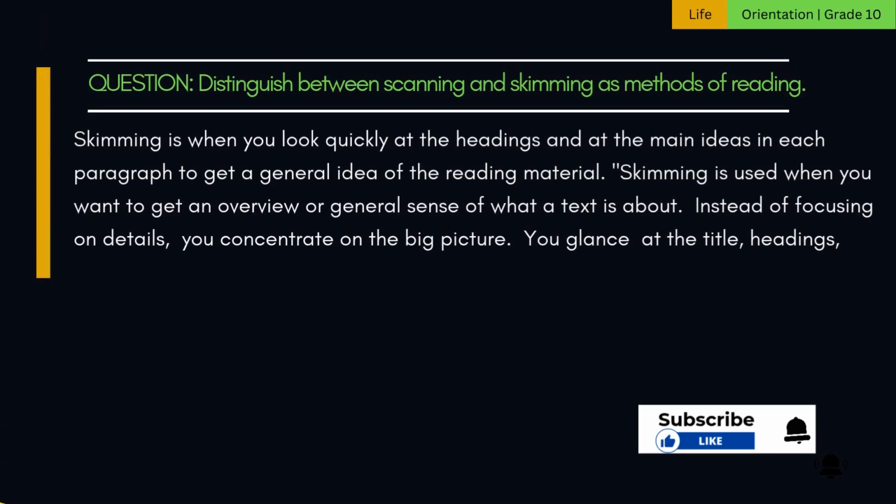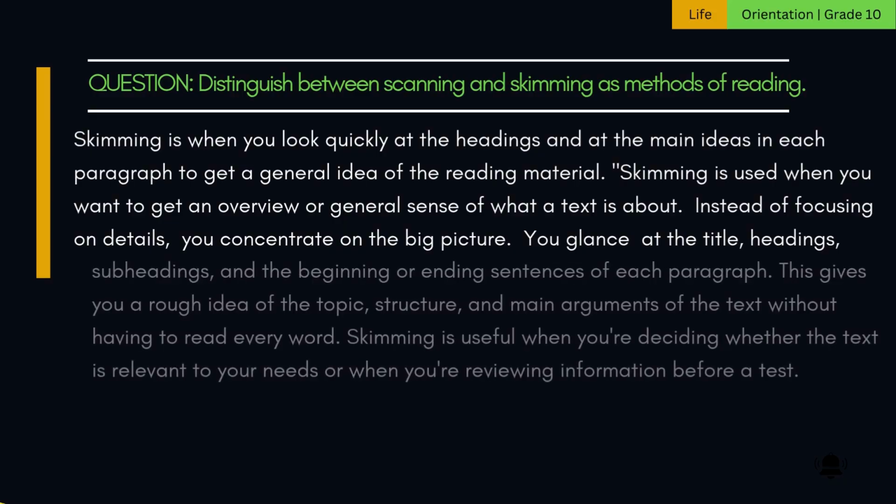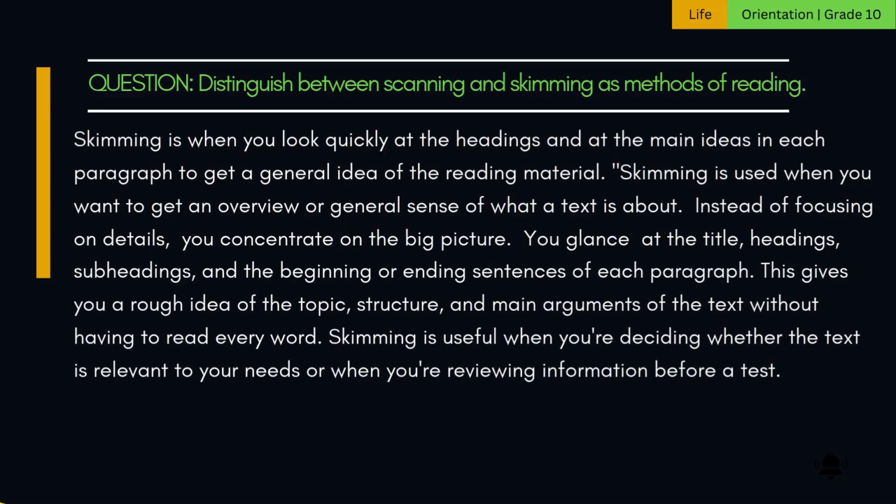Skimming is when you look quickly at the headings and at the main ideas in each paragraph to get a general idea of the reading material. Skimming is used when you want to get an overview or general sense of what a text is about. Instead of focusing on details, you concentrate on the big picture. You glance at the title, headings, subheadings, and the beginning or ending sentences of each paragraph.